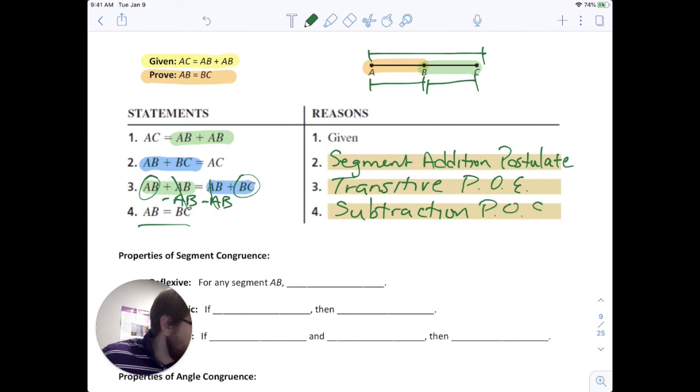Okay? So all of our reasons are based off stuff that we've learned before, or stuff that we are currently learning. And so it's just figuring out how those connect to the statements, and where did those statements come from? How did I go from line 3 to line 4, and what allows me to do that? That's what we're trying to figure out.